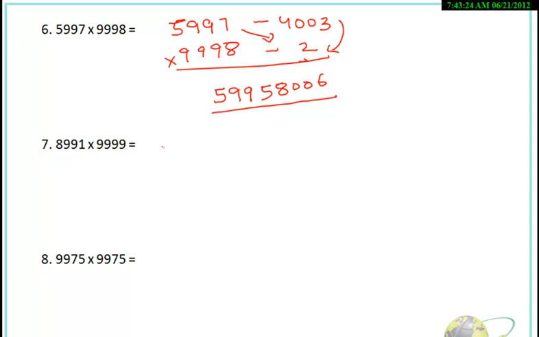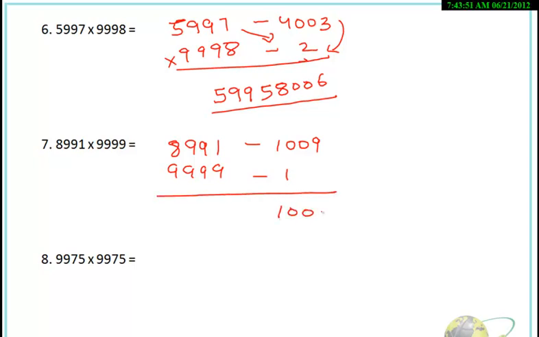Now we have the numbers 8991 into 9999. Now this is 9,000 minus 9, that is the difference from 10,000 is 1009. Okay, and it is 1. So with this multiplication we'll be getting 1009, and from this subtraction we'll be getting 8990.